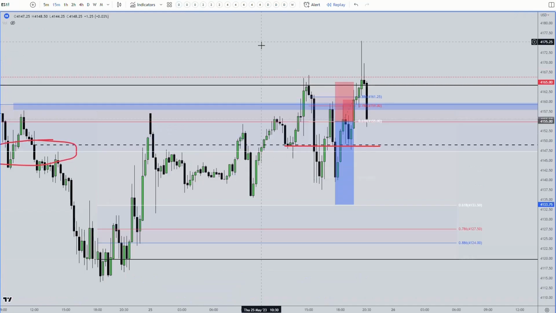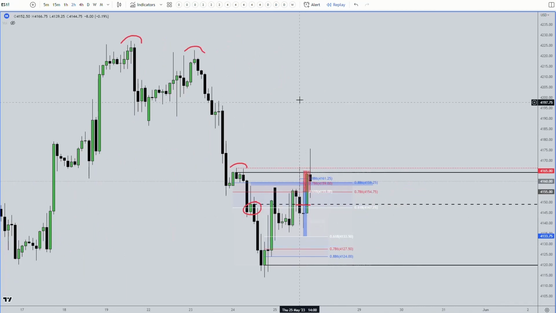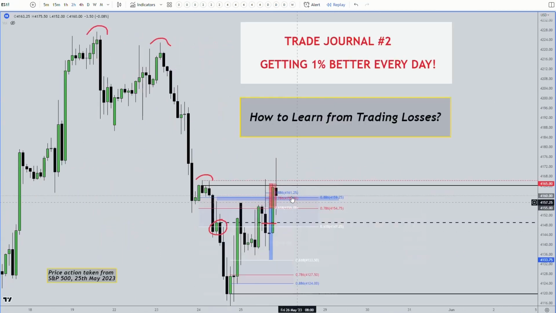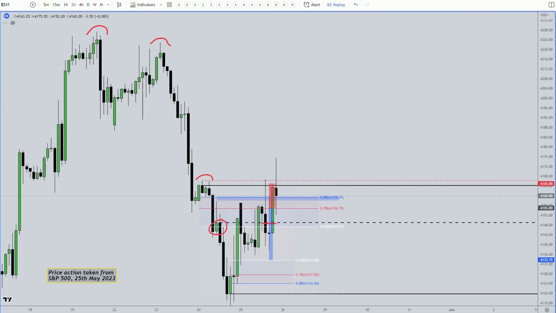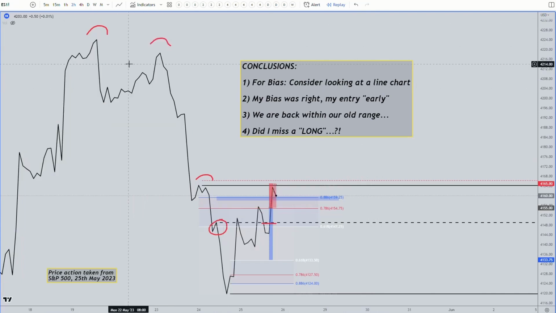Getting back to the question of the day and zooming out to the 2-hour time frame one more time. What is it then that we can take away from this trading loss? Well, as I've already said, certainly for buyers, also consider looking at the line chart as I illustrated. This sometimes makes things a lot clearer and would have given me this caution sign with respect to rather also focus on a long trade.